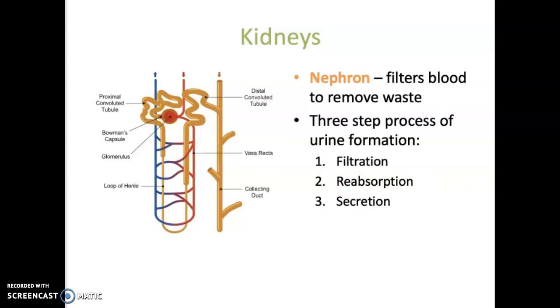The second process is reabsorption, and during this step, substances like water, electrolytes, and amino acids are returned to the blood as filtrate travels through the renal tubule. And then lastly, secretion occurs. This is when substances are secreted from the blood into the filtrate as it travels through the renal tubule. So it's traveling in this direction through the tubule. And waste products are often secreted, such as ammonia and uric acid.